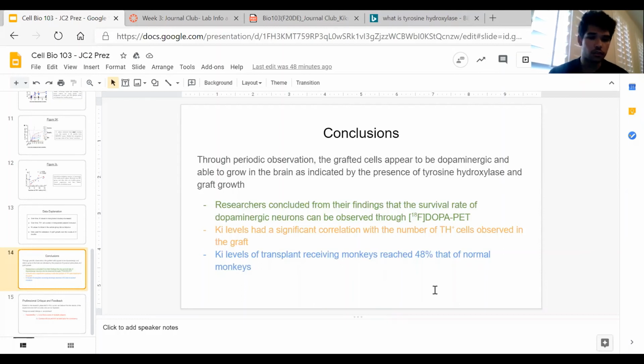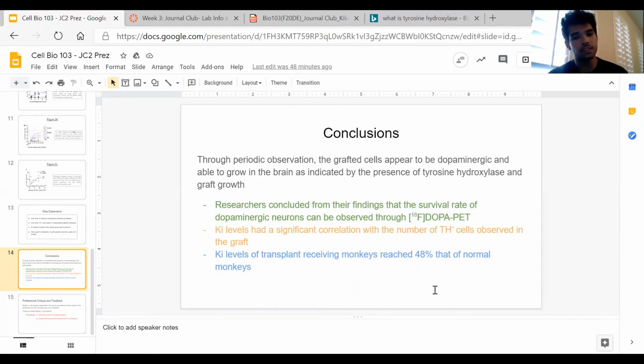So in the journal, we received figure 3, I through L, and upon reading it and upon looking at the really good research that those scientists did, we are able to determine that grafted cells appear to be dopaminergic and able to grow in the brain, and this was indicated by 2 things. The first thing being the presence of tyrosine hydroxylase, and the second being simply graft growth.